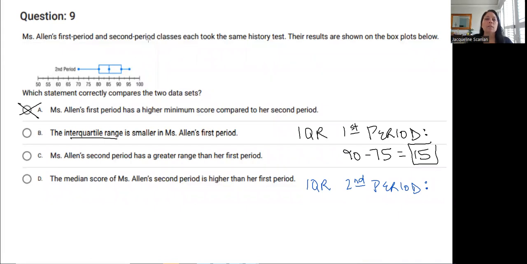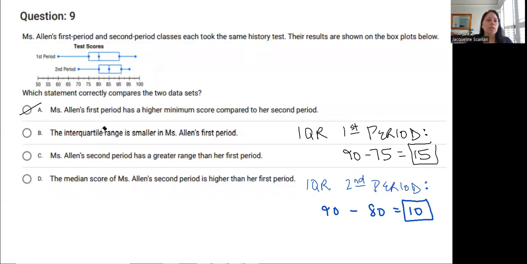Okay, and I'm going to look for the box. And on the far left-hand side, the number underneath that is 80. And the far right-hand side is right above about 90, maybe 91. And I'm going to subtract those two. So I'm going to do 90 minus 80. So the interquartile range for her second period class is about 10. Okay, now I'm going to go look at the question. The question says the interquartile range is smaller in Miss Allen's first period class. 15 is not smaller than 10, so answer choice B is incorrect.